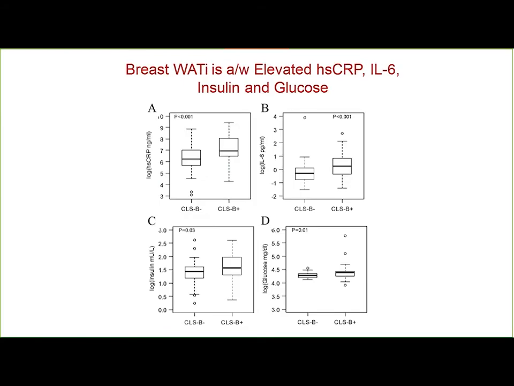We went on to demonstrate that breast white adipose tissue inflammation is associated with elevated levels of CRP, IL-6, insulin, and glucose. I should point out that when you have occult breast inflammation, we've previously demonstrated that it's a sentinel for inflammation in other fat depots. So when you begin to think of this as a sentinel for what's going on diffusely in fat, it's teleologically reasonable that these blood-based biomarkers are deregulated.